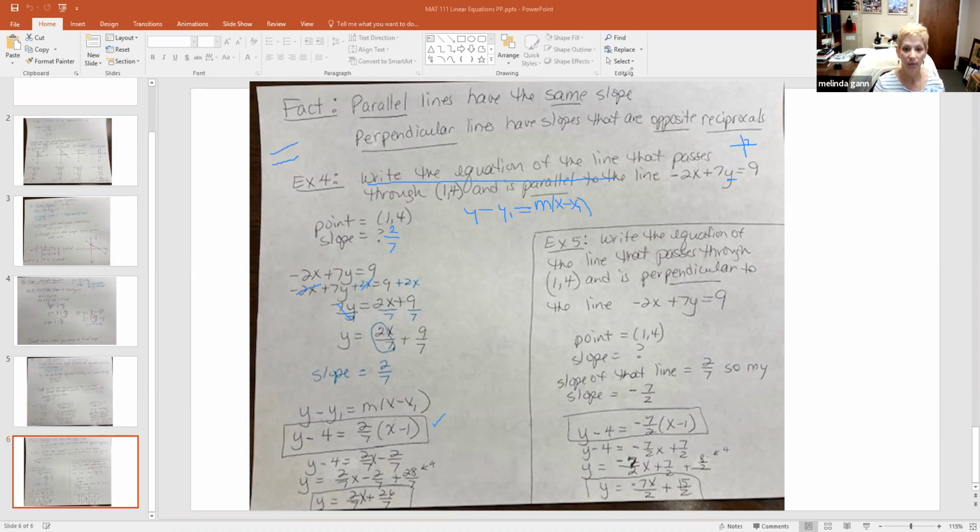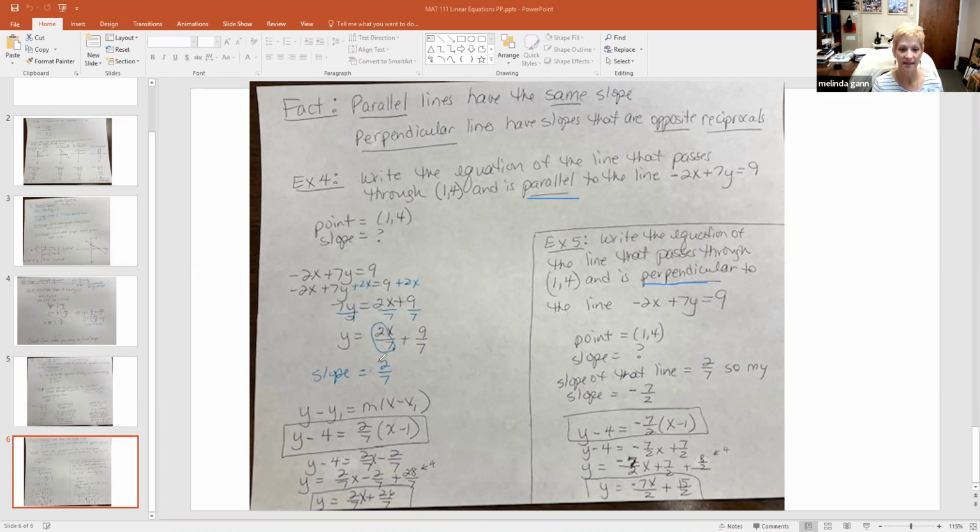Now, I want to make sure we're clear about something. What would have happened if it had said, write the equation of a line that passes through that point, but if it said perpendicular instead of saying parallel? Now, my work would not have been any different. I still would have needed a point and a slope. So I'm still missing my slope. Well, why would I tell you that my line is perpendicular to this one? Why does that help? Because remember, if you know the slope of this line, you can do the opposite reciprocal and get your slope.